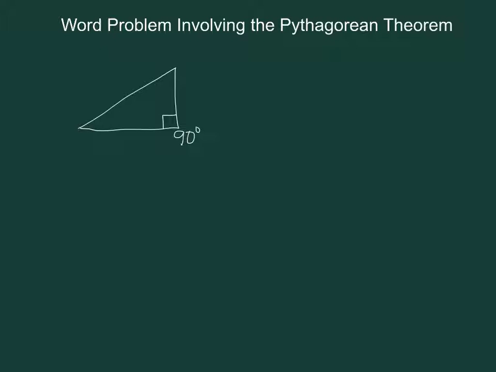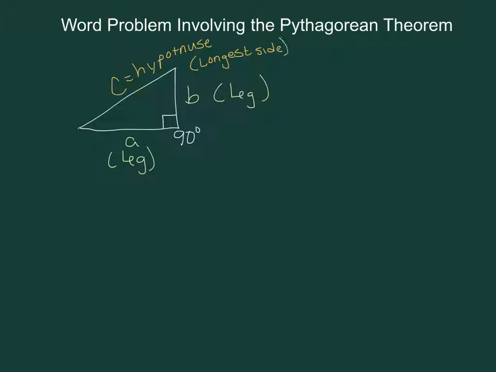Okay, C is the letter that is always used for the longest side, and then A and B are used for the legs. So this would be called a leg, this would be called a leg, and this is the hypotenuse, and I never spelled this right. Okay, so it's the hypotenuse. It is also the longest side. So you want to make sure that you have that memorized.